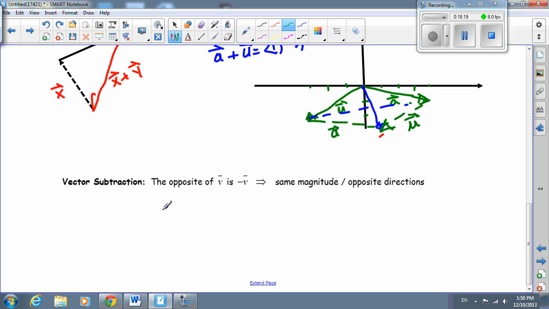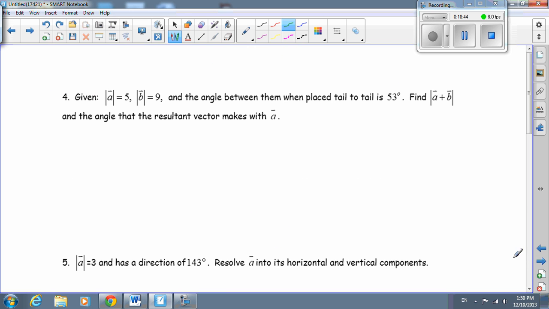All right, vector subtraction. The opposite of V is, of course, -V. Same magnitude and just opposite direction. In other words, the opposite of this one is this one. And if you add them up, you get nothing. That's V, and that's -V, and this is V. Those are opposite. So let's go ahead and move on to the next one.